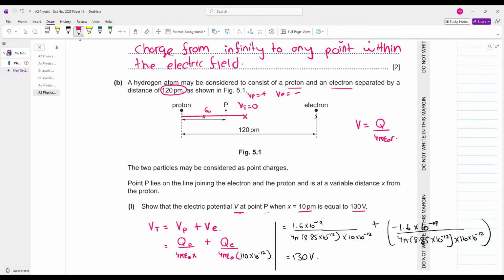When will the electric potential be 0? When the distance from the proton is 60 picometer and the distance from the electron is also 60 picometer. So in the middle, the electric potential will become 0.